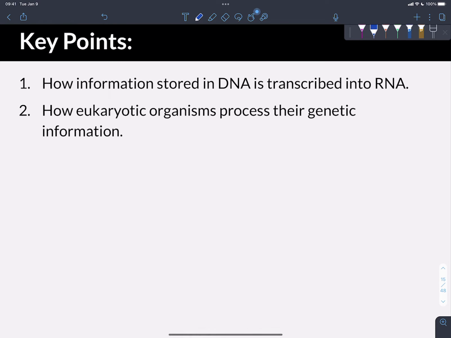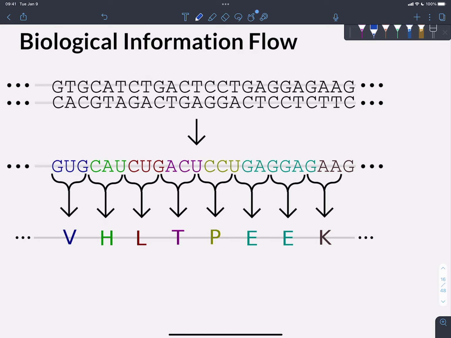And so this video is going to look at the first part of the process of protein synthesis, what we call transcription. In this video, we're going to look at how the information stored in DNA is transcribed into RNA, and then we're going to look at how eukaryotic organisms process their genetic information prior to the second step, which we call translation. In terms of biological information flow, let's take a moment and make sure we understand where we are. We know that the information in DNA is going to be transcribed into RNA.